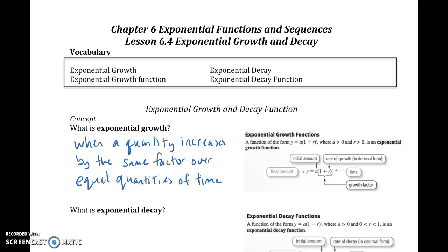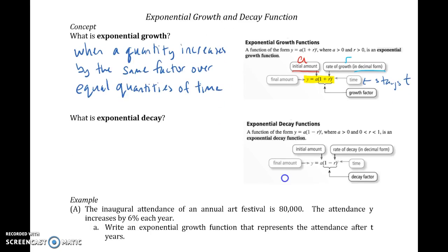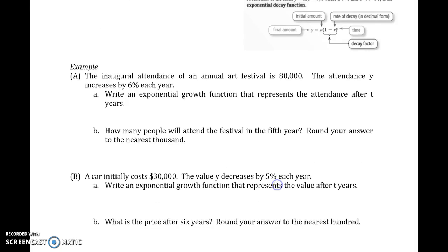And this function, you'll see right here, it's kind of small, but it's y equals a times parentheses 1 plus r to the t power, where it's really important we know a, which is the initial amount. This is a. The rate of growth, it's always going to give you a percentage, but we want it in a decimal, so this is your r. Time is going to be a variable, so time is going to stay t in your function. And then the growth factor is just 1 plus r. Okay? So let's take a look at the first example, which deals with exponential growth, and then we'll come back and talk about exponential decay.